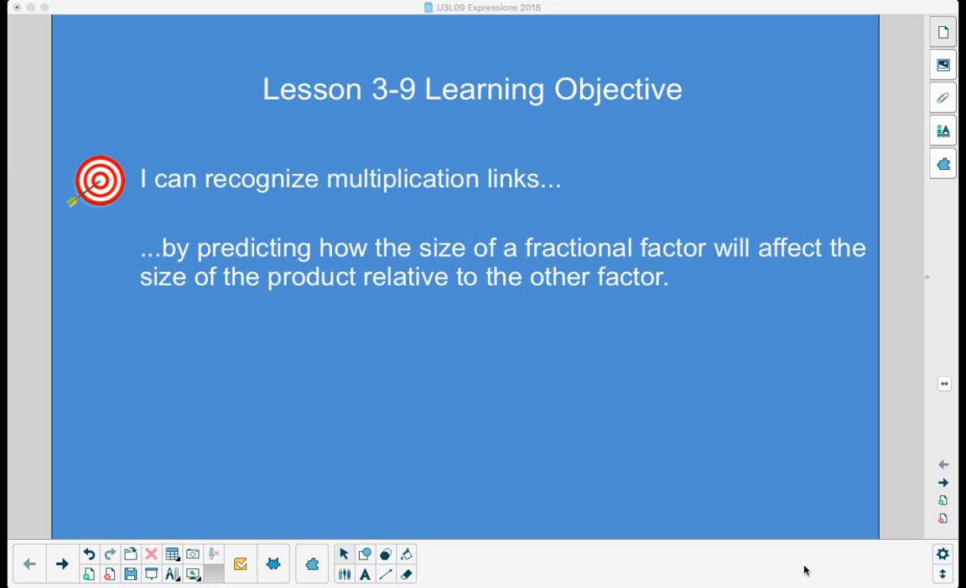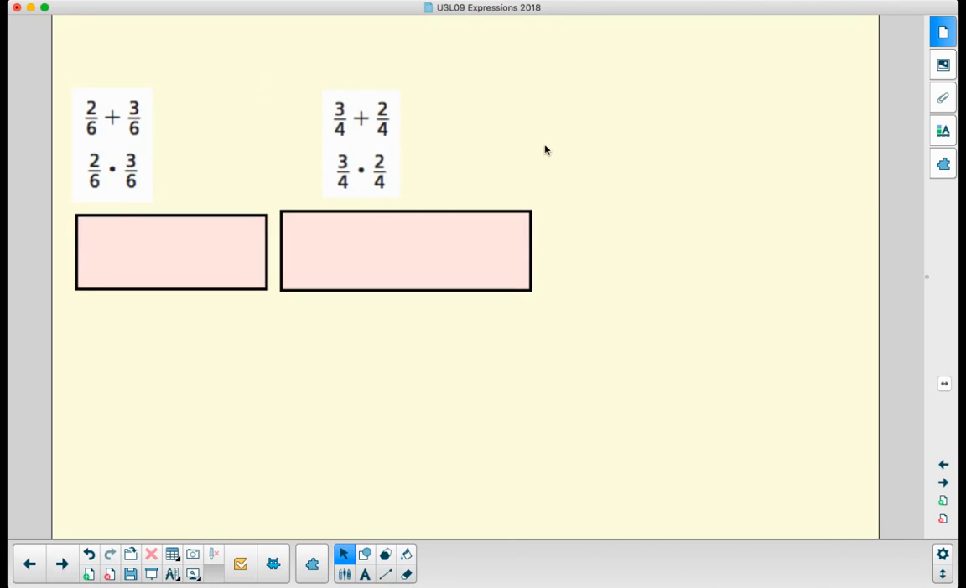All right, so we're going to do it by predicting how the size of a fraction factor will affect the size of the product relating to the other factor. So it's basically thinking about how large will my product be? Am I going to have more or less than what I started with? All right. Now, I have a little diagrams that I think help people look at something.